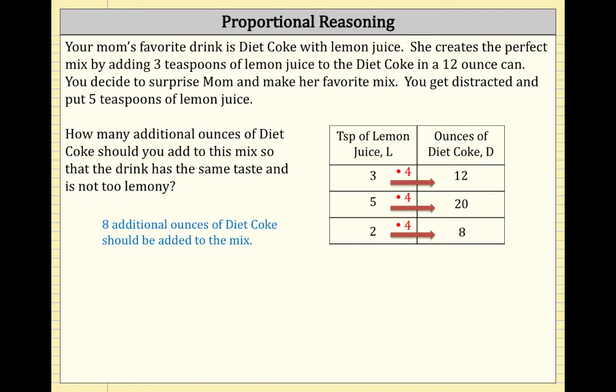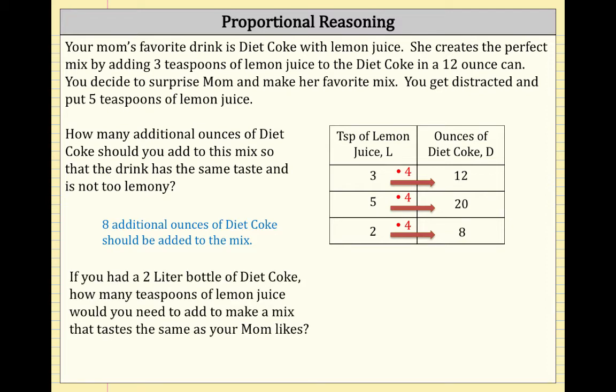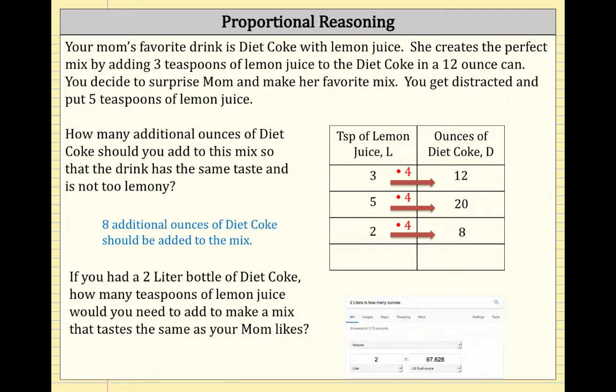Let's look at a different question as a follow-up. Suppose you had a 2-liter bottle of Diet Coke. How many teaspoons of lemon juice would you need to add to make a mix that tastes the same as your mom likes? One thing is that this is being measured in liters, and your mom's recipe works in ounces. So let's first figure out how many ounces of cola are in a 2-liter bottle. Let's just look at Google and type it in: 2 liters is how many ounces? And you find out that 2 liters is about 67.6 ounces.